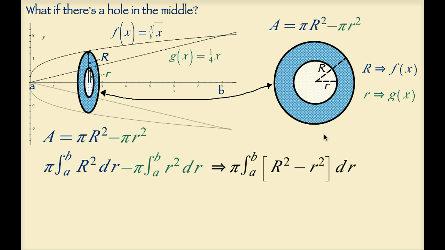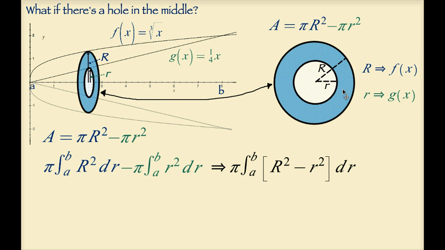Here is that representative cross-section. The blue circle represents a cross-section of the volume of the solid using the outer radius. The white circle represents a cross-section of the volume of the solid using the inner radius. If we punched out this white circle, the result would be a cross-section for the region we're trying to find the volume of. Notice that the outer radius is the distance from the x-axis to the outer function curve, and the inner radius is the distance from the x-axis to the inner function curve.